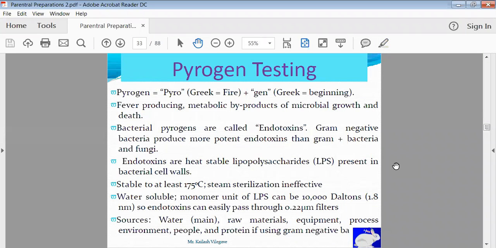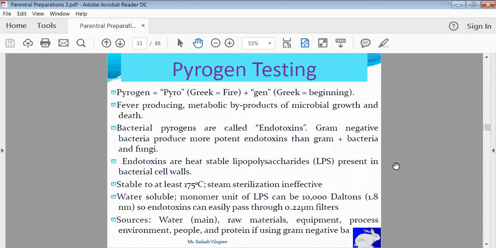So basically, what does pyrogen mean? Pyro means fire, or we can say temperature, and gen means beginning or starting. So, as per the Greek language, it is the starting of the fire. The word pyrogen is related to an increase in temperature. When pyrogens are administered into the body, they cause the normal body temperature to rise above 37 degrees centigrade. This is the activity of these pyrogens.